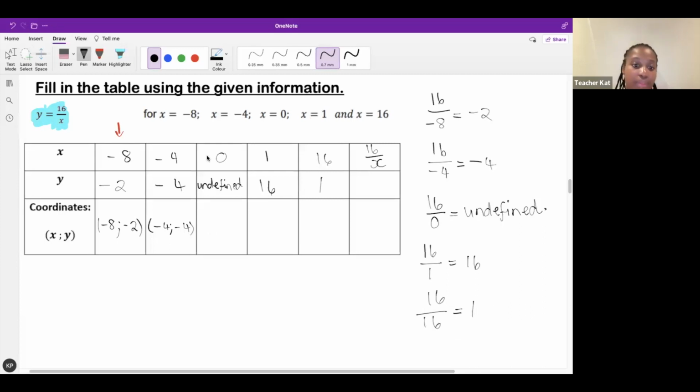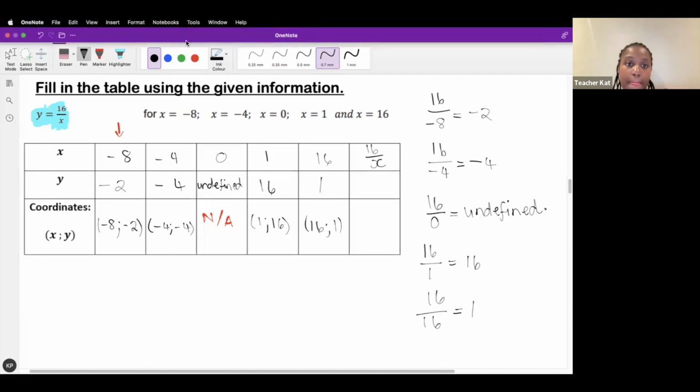Okay. The third one does not have a coordinate, so I'm just going to say NA. Does anybody know what NA stands for? This is not applicable. You cannot have a coordinate with an undefined number. Okay. Coordinates for the fourth one. Nice. 1 and 16. And my coordinates for the last one. Nice, Logan. It is 16 and 1. Beautiful.